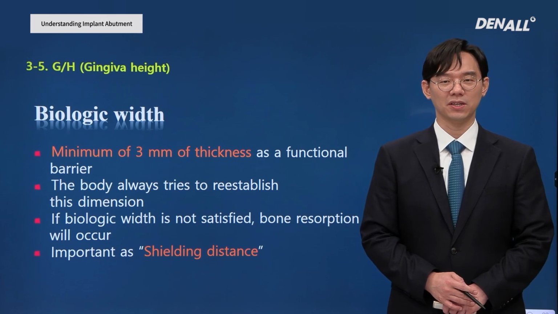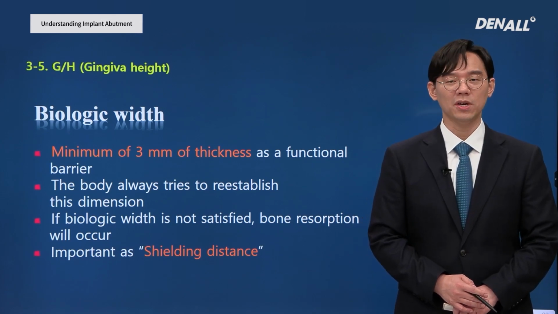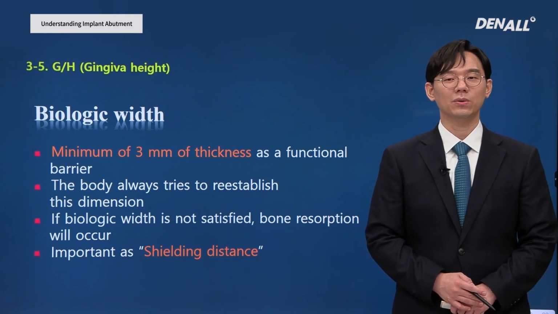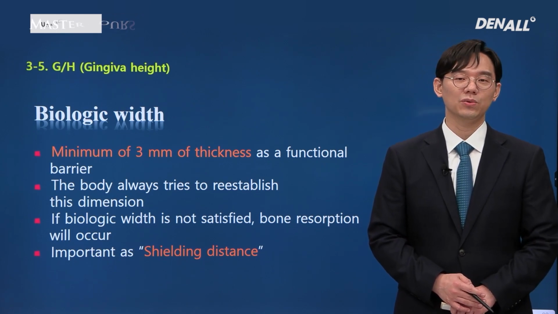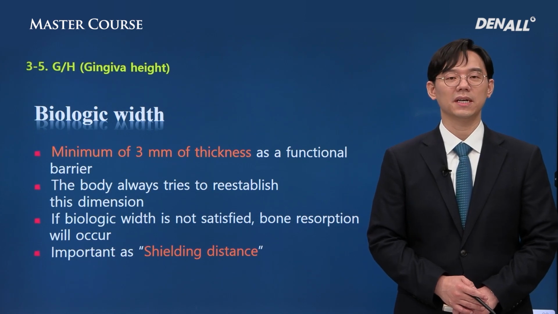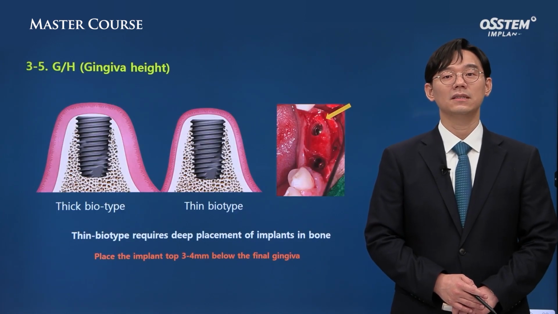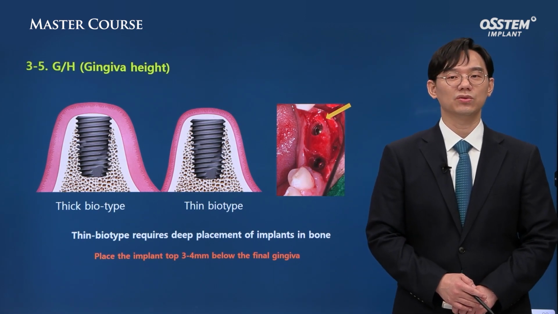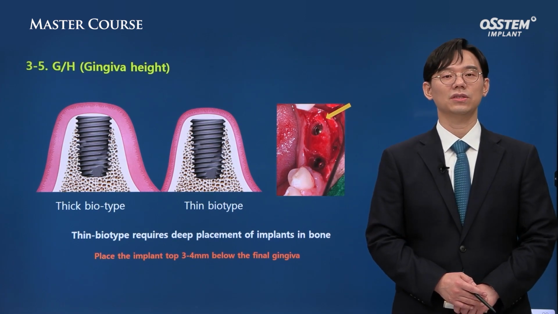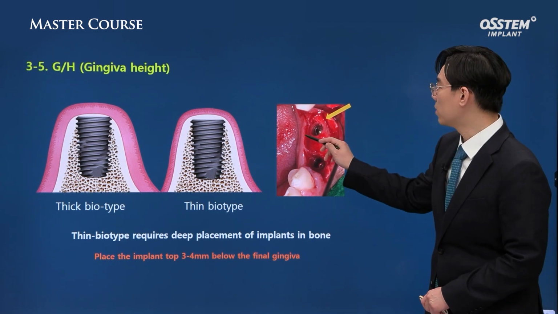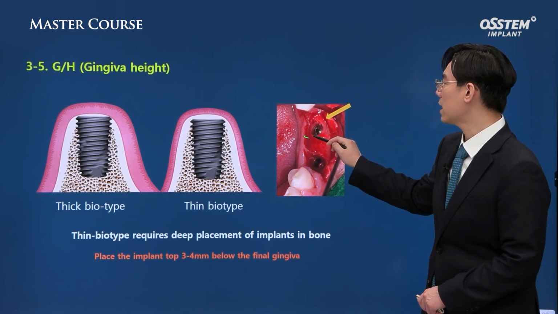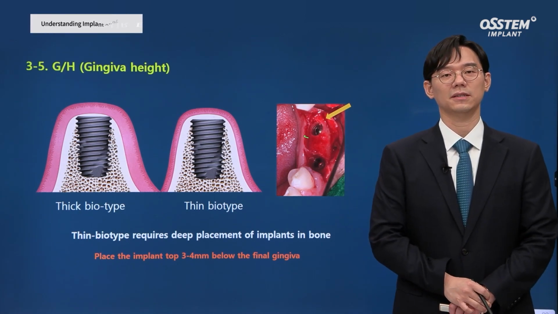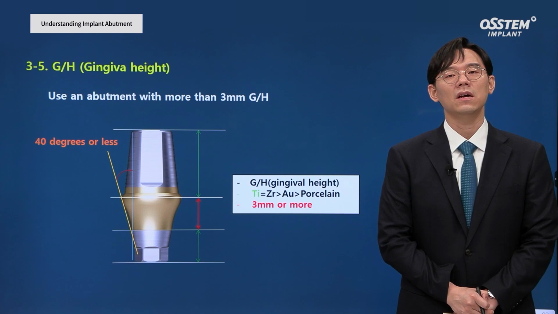There needs to be at least 3 mm of soft tissue barrier around the implant. If this is lacking, then bone loss will occur. To secure the space, we need to respect the biologic width and consider the shielding distance in order to prevent bone loss around the implant. Hence, if you come across a thin gingiva, you need to consider shielding distance and place the implant 3 mm deeper considering the gingiva. If the gingiva is thin, you need to place the implant about 4 millimeters below the gingiva. That is where the implant top should be.